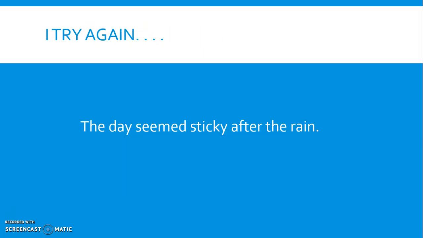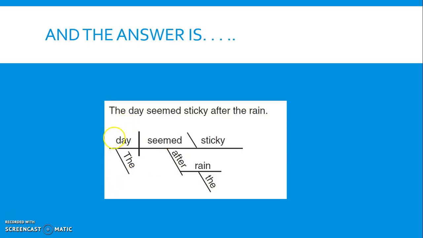Try again. The day seemed sticky after the rain. Don't be tricked by this. I did throw in a prepositional phrase. You know how to do those. Don't panic. Practice diagramming this one, please. And the answer is, on your baseline, you've got day, you've got your verb, seemed, sticky. The modifies day. After the rain is when it seemed something. And you've got your little overhang there. And sticky goes back and is a predicate adjective for day.